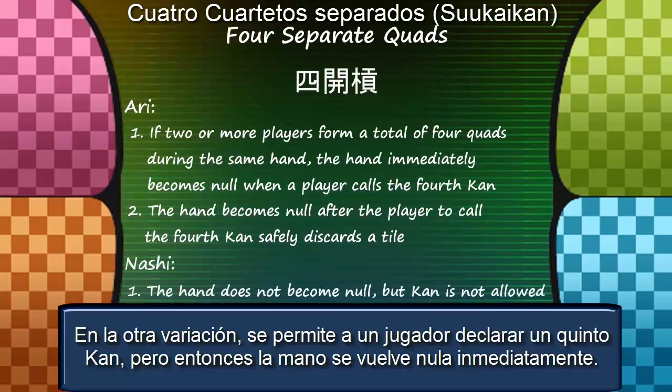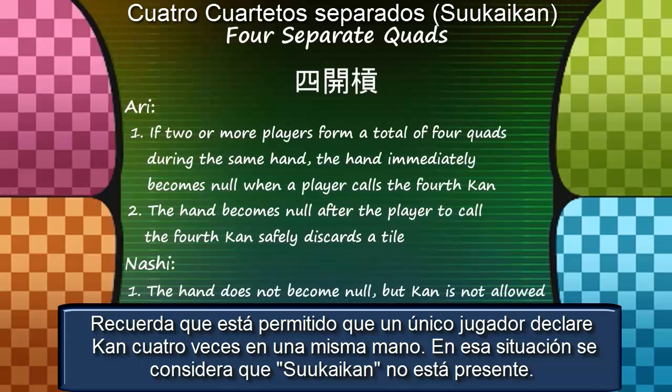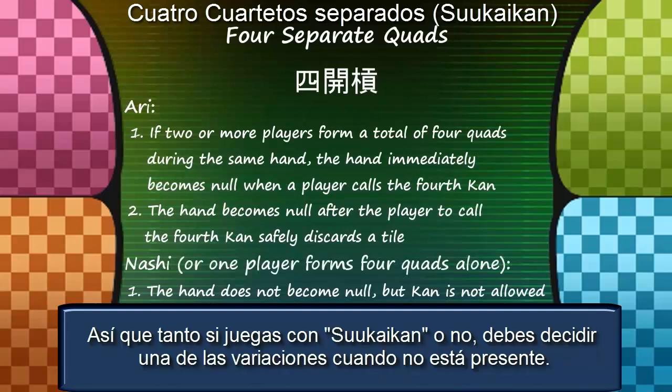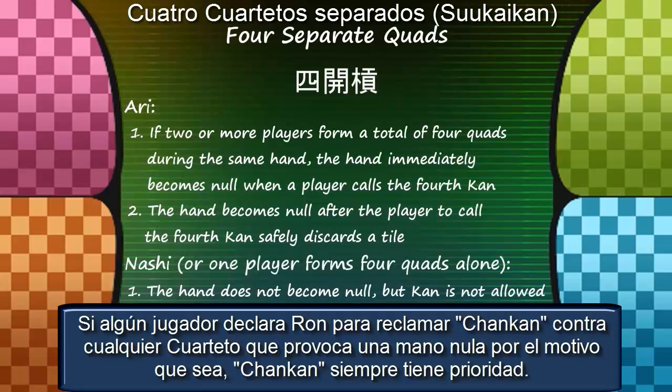In the second variation, a player is allowed to declare Kan for a 5th time, but this causes the hand to become null immediately. Remember that it is permissible for 1 player to call Kan 4 times in one hand. This case only should always be treated as if Sukaikan is absent. So whether you play with Sukaikan or not, you always need to decide on one of the rule variations for its absence. If a player calls Ron to claim Chankan against any quad that would result in a null hand for any reason, Chankan always takes precedence.